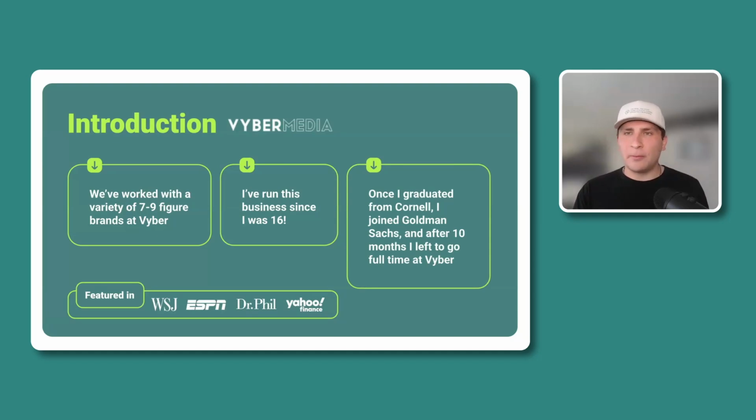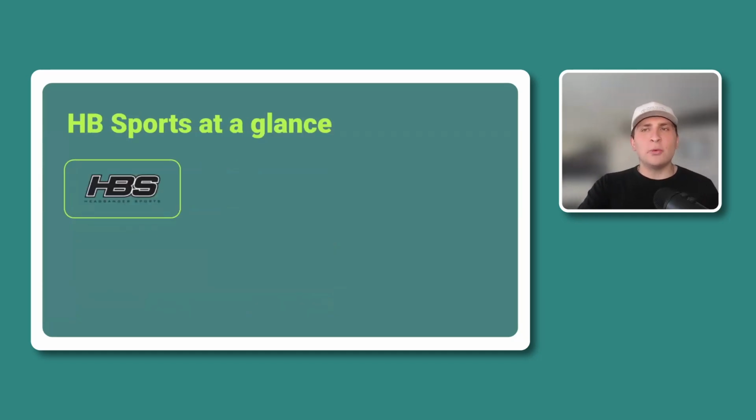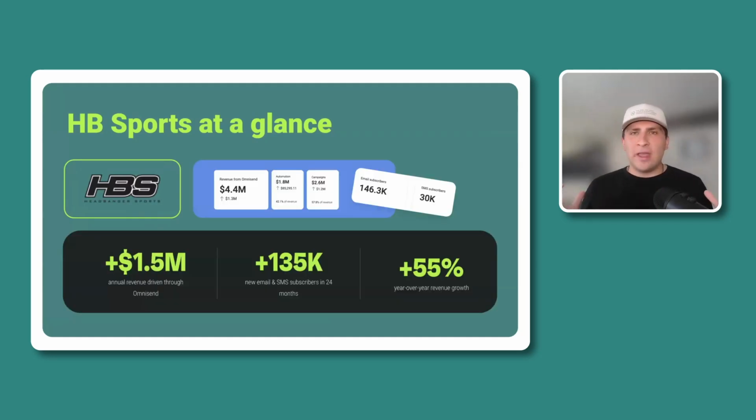And then on the bottom is just some of the places we've been seen and some of the work we've done with our clients. The case study we're going to be walking through today, and the principles we're going to use, are aggregated from a bunch of different clients. The reason I'm using HB Sports as an example is we did a case study with Omnisend on HB Sports probably a month ago. You can go check it out. If you go to Omnisend Success Stories, you'll be able to see the entire case study there.